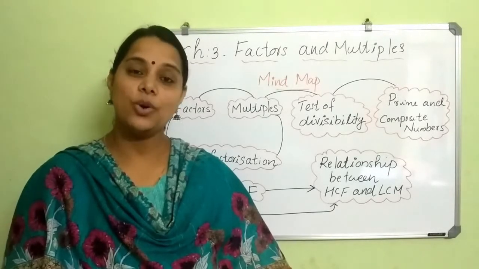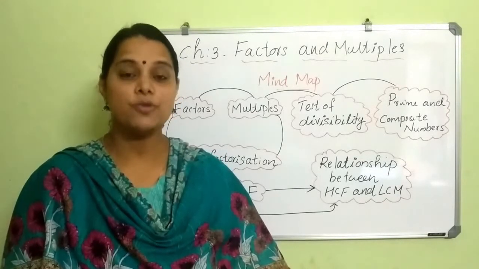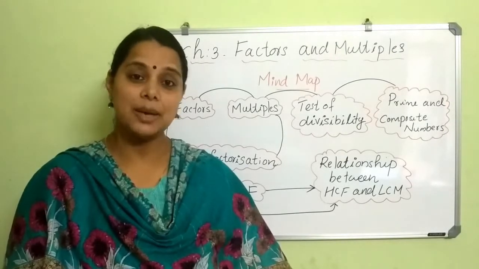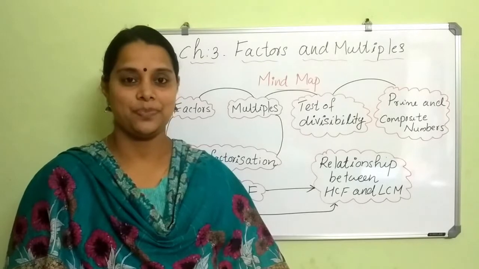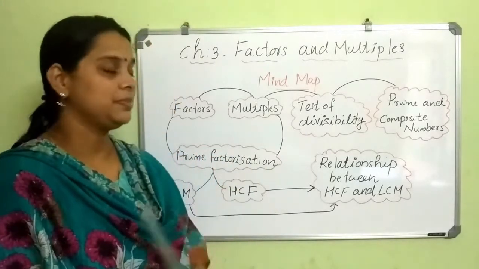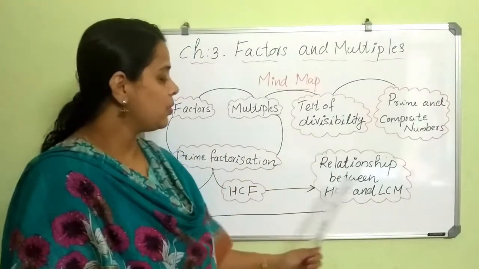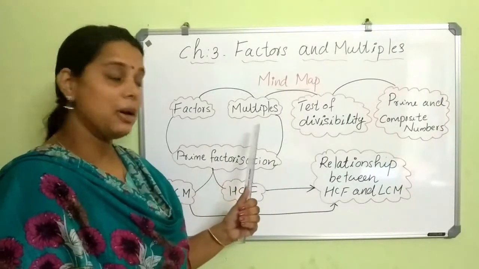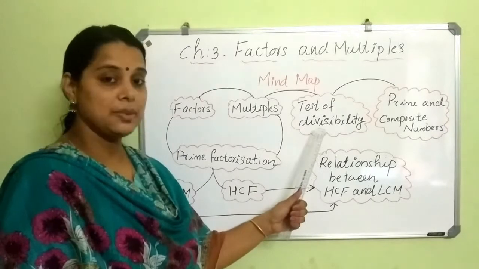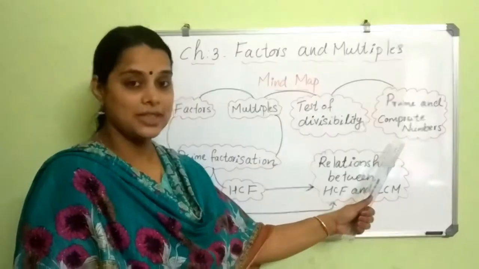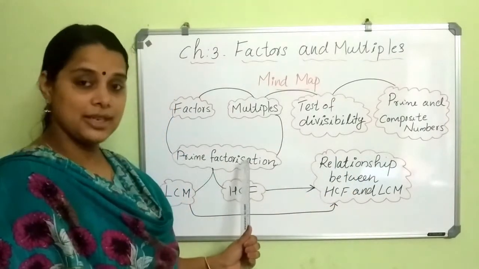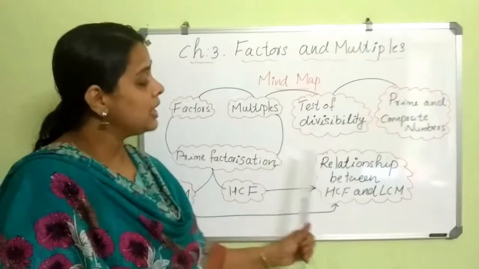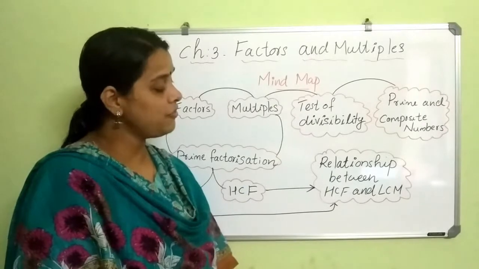Today we are going to learn our third chapter, factors and multiples. You have learned already some topics in 4th standard. Look at this mind map. These are the topics we are going to learn today. They are factors, multiples, test of divisibility, prime and composite numbers, prime factorization, how to find LCM and HCF, and the relationship between HCF and LCM.